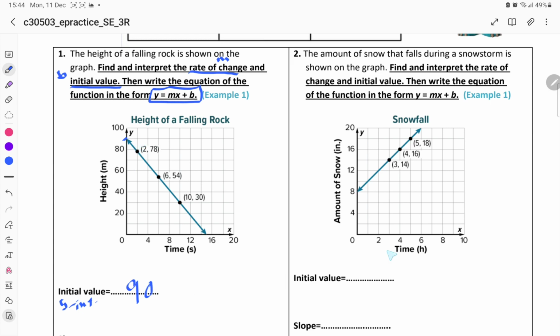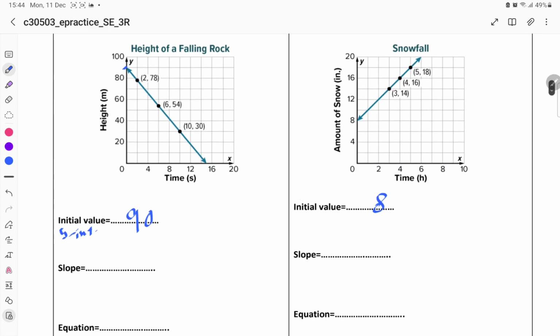Now let's find the initial value for the second graph. Where is this line cutting the y-axis? It's cutting it at 8. So the initial value is 8. Very good. Slope, we have a rule for the slope: either rise over run, or you can use y2 minus y1 over x2 minus x1.